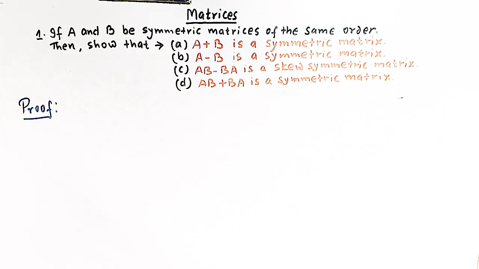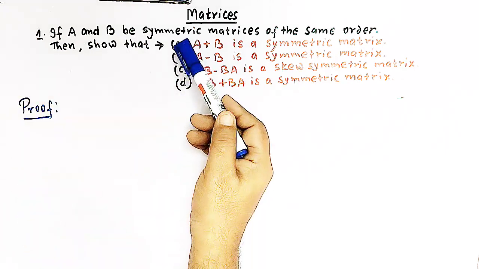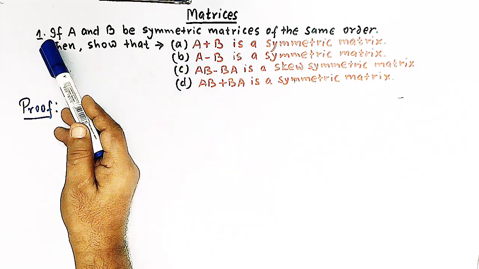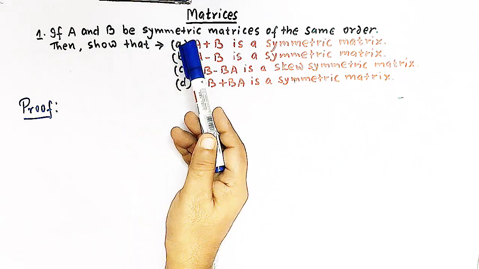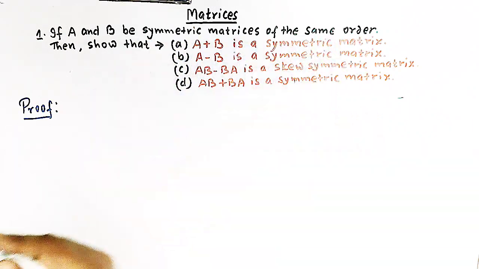Hello viewers, in today's session we are going to discuss some important results related to symmetric and skew symmetric matrices, right? So here we are going to prove these four results where we are given A and B be symmetric matrices of the same order.